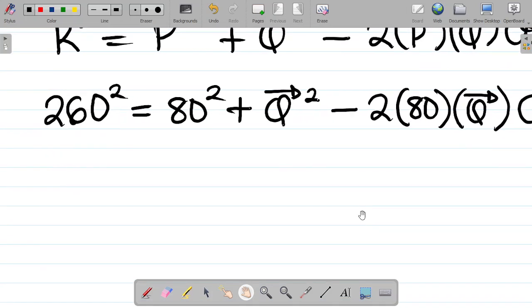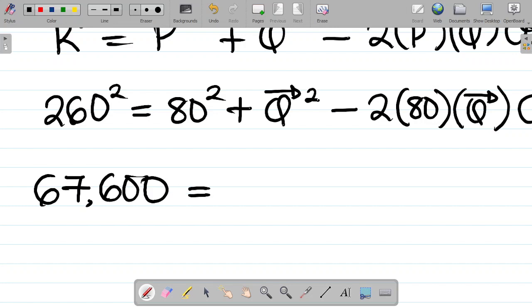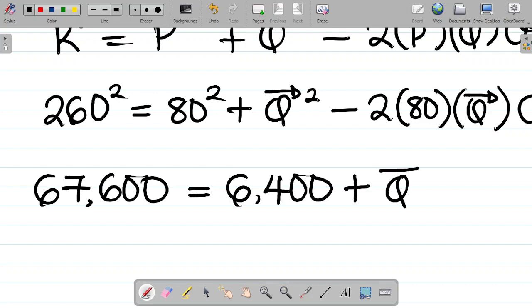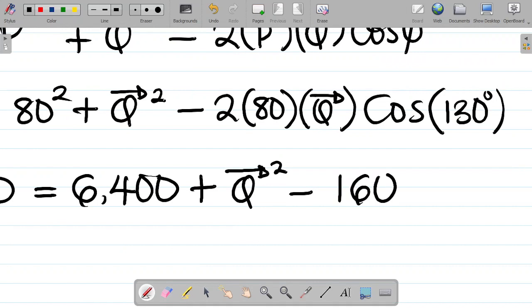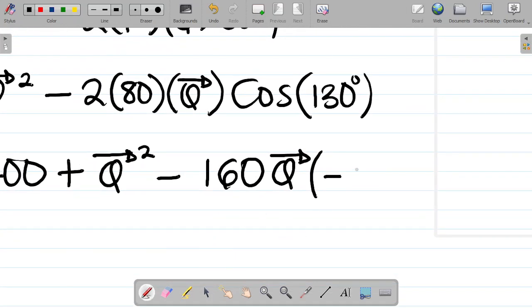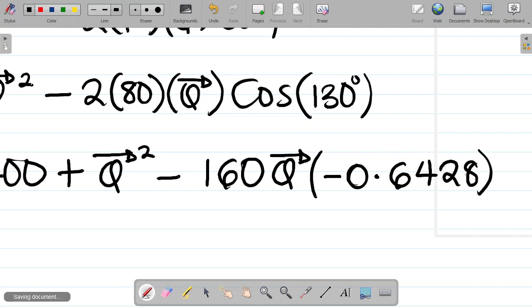Let's put in values. 260 squared is 67,600. If you punch this, 67,600 is equal to, let's get 80 squared, which gives you 6,400, plus q squared, minus 2 times 80 times q. 2 times 80 is 160, so it becomes 160 times q. Then cosine of 130, the value in two decimal places is minus 0.64. Let's use 4 decimal places. If we use 4 decimal places, this becomes minus 0.6428 approximately. Make sure your calculator is in degrees. You punch this, you have this value.